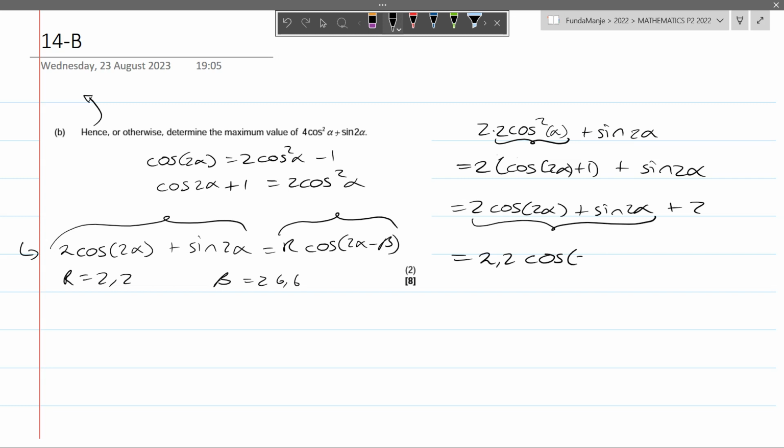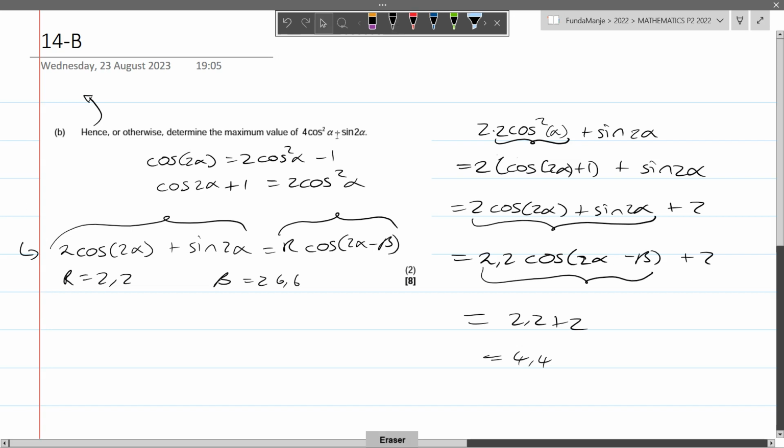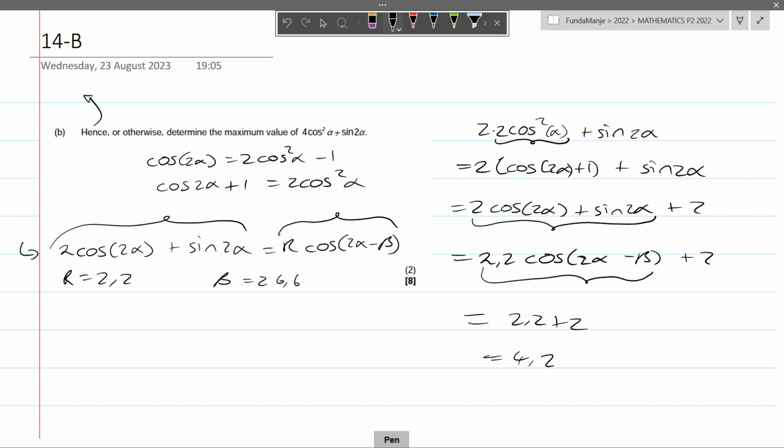cos 2 alpha minus B, plus 2. The maximum value we can get from this is 2.2, since that's the maximum amplitude for this cos graph. A normal cos graph would be 1, but this is 1 times 2.2, so we get 2.2 plus 2, so the maximum value will be 4.2.